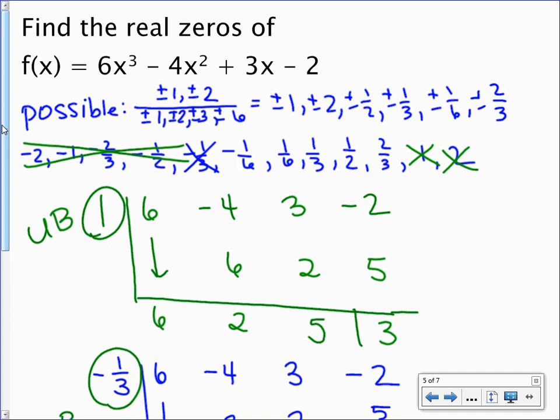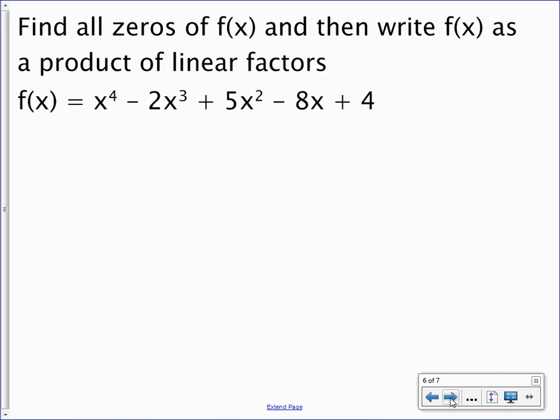We're not going to solve the rest of this problem out. I wanted you to see what an upper bound and lower bound look like. Okay? What we are going to do is solve this one. This is our last example. But look at the instructions. We're finding zeros, and then we're writing our function as a product of linear factors. I will show you what that means.